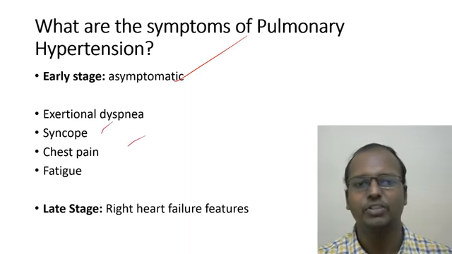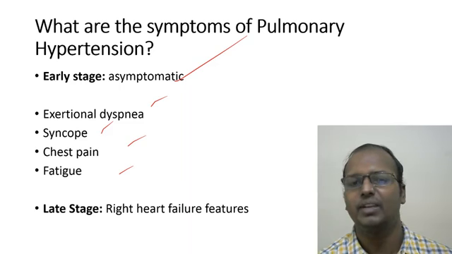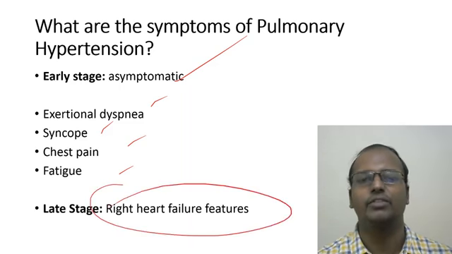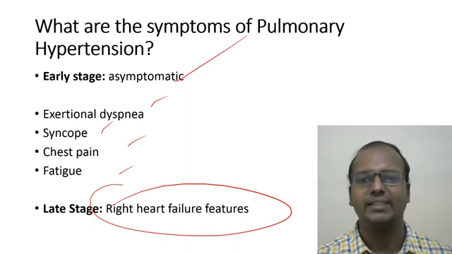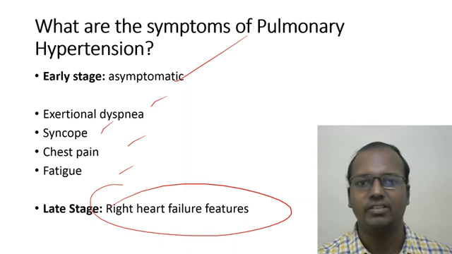And the symptoms will be syncope, chest pain, fatigue and exertional dyspnea. And in late stage there will be right heart failure features, that is your ascites, pedal edema, like that. Okay, now tell me what is ascites praecox.